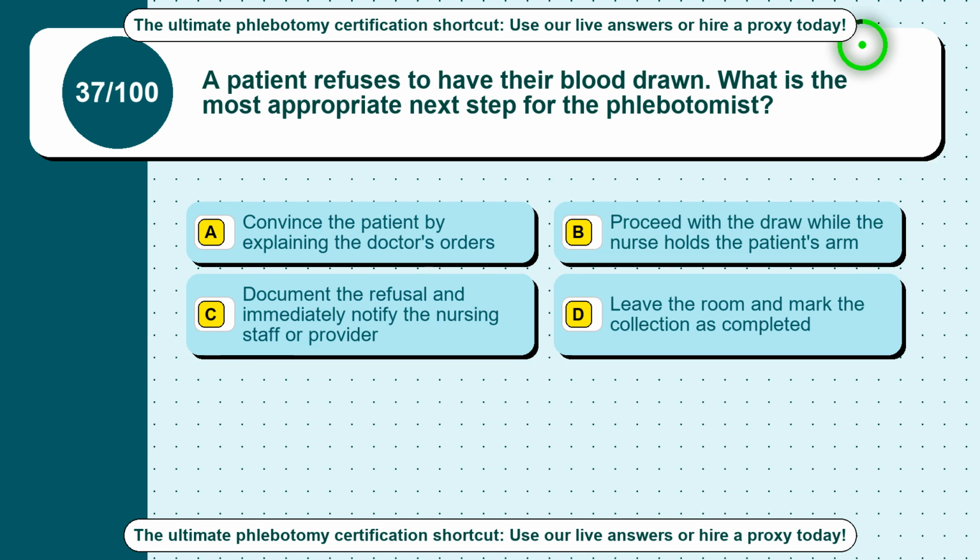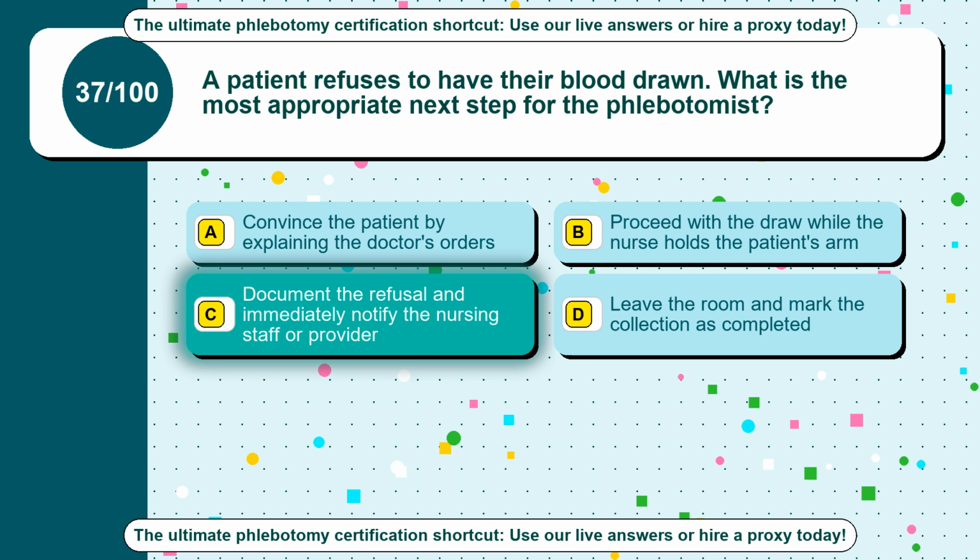Question 37. A patient refuses to have their blood drawn. What is the most appropriate next step for the phlebotomist? Option A, convince the patient by explaining the doctor's orders. Option B, proceed with the draw while the nurse holds the patient's arm. Option C, document the refusal and immediately notify the nursing staff or provider. Option D, leave the room and mark the collection as completed.